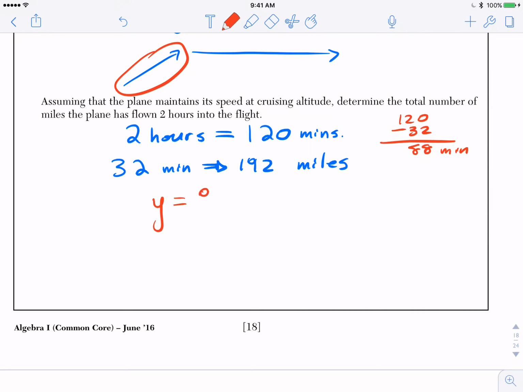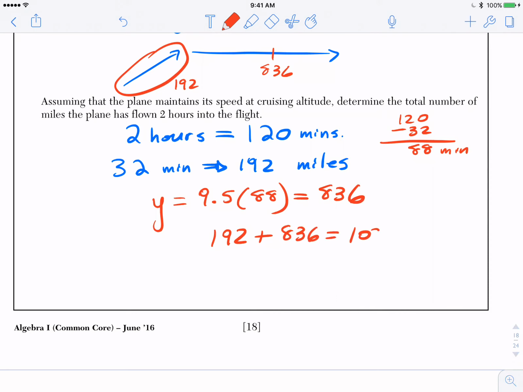And now we can figure out how far we went during those 88 minutes by using our formula we got in part B, which would be 836. Okay, so we went 836 miles in cruising altitude. We went 192 miles earlier when we were reaching that cruising altitude. So if we add together both of these components, that would give us a grand total of 1,028 total miles in 2 hours.